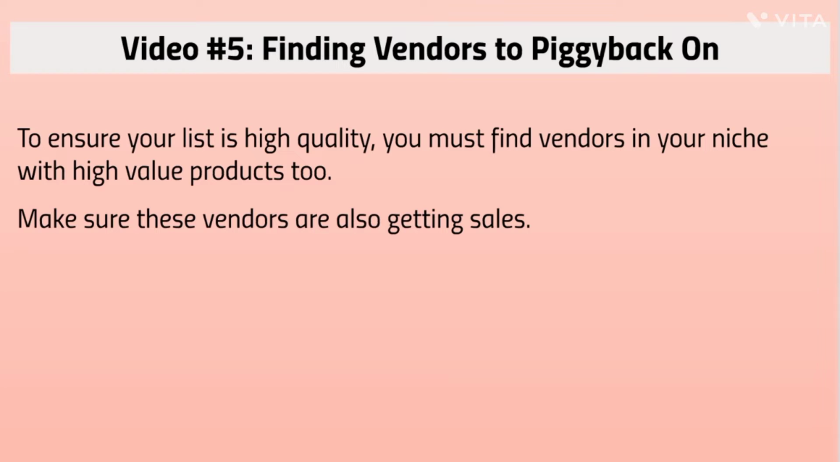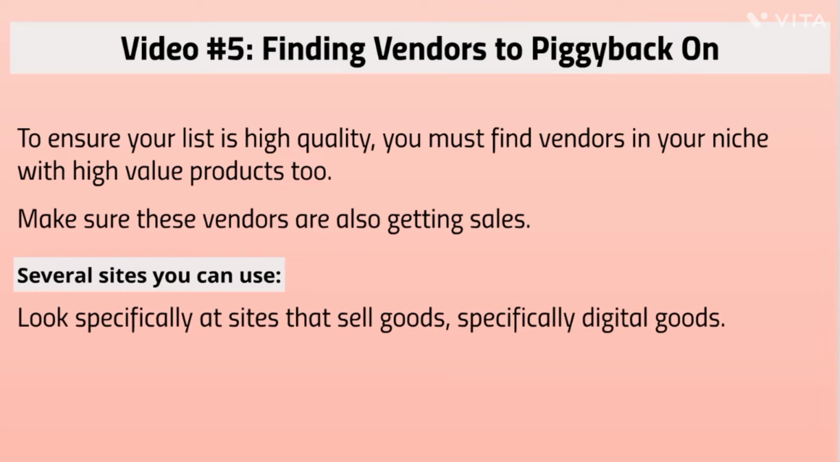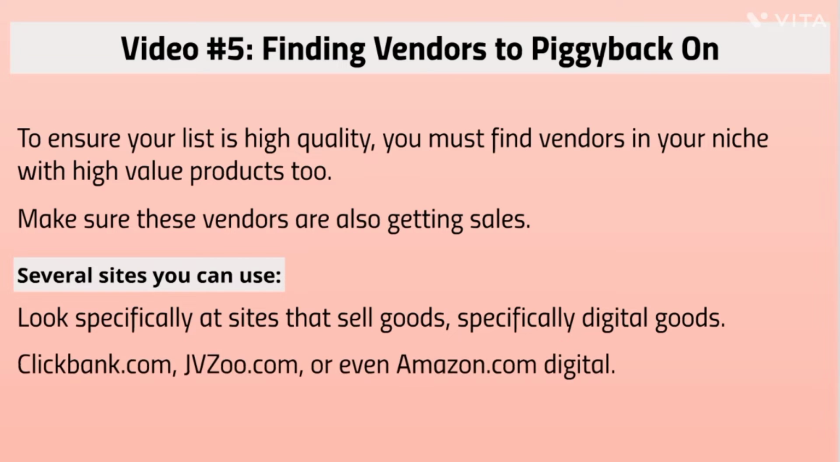So you want to make sure that the vendors are getting sales and are high quality. There are several sites that you can use to find these vendors. Keeping that in mind, you want to look specifically at sites that sell digital goods, if you are selling a digital book, a digital video course, or something digital or intangible. You could technically look at sites like Amazon.com, but most of those are selling through Amazon and are physical goods. That doesn't mean you can't convert your product into some sort of physical good. You could approach it that way as well.